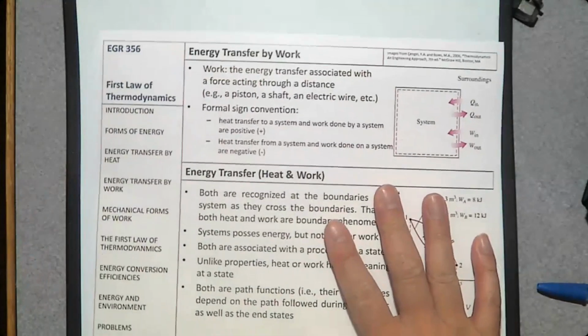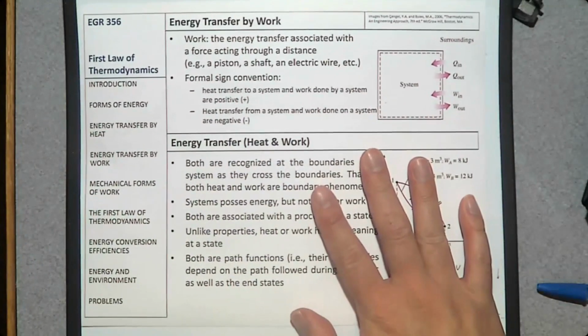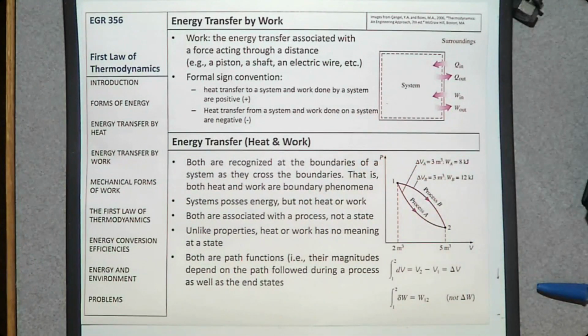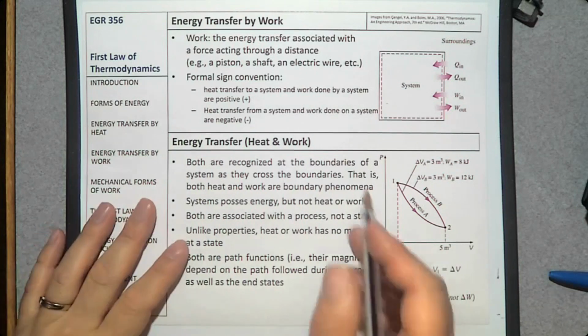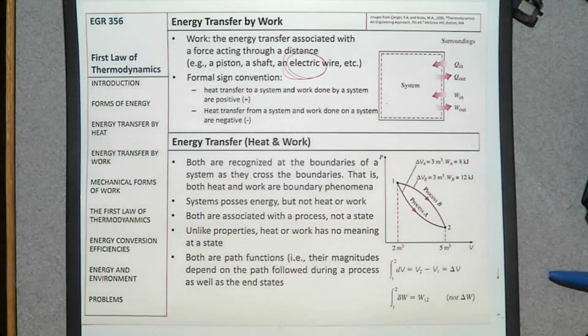Then there are two energy transfers. One is by heat and the other one is by work. Work is the energy transfer associated with a force acting through a distance. Force times distance is work. And there are many different kinds: piston work, shaft work, electric wire work, and so on. But since we are studying thermodynamics, we will simplify this, and we will only use electric work in this course.